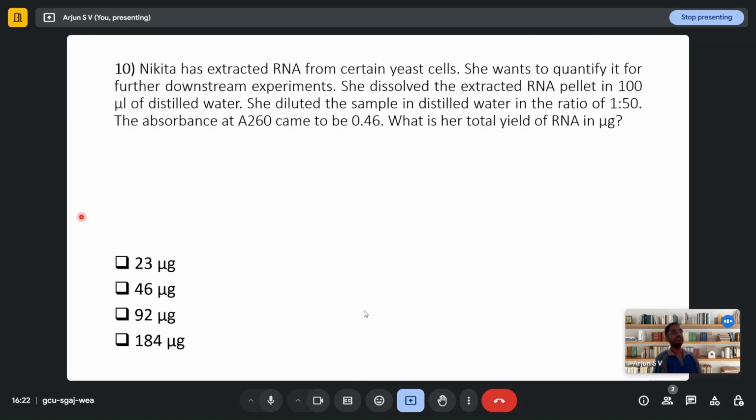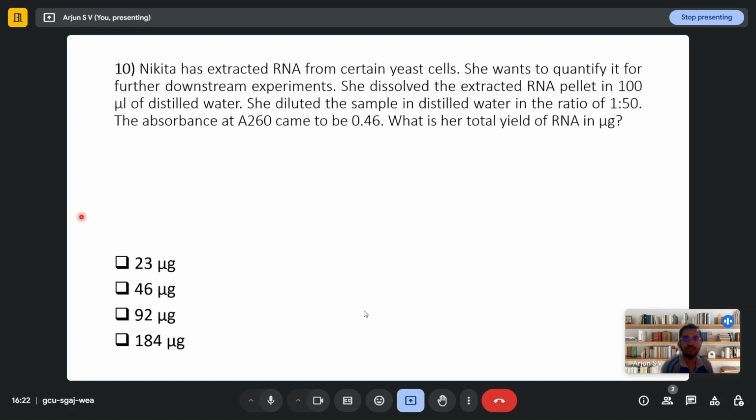So far all the 9 questions have been theoretical only. Only one of these questions is a problem, so we'll try to solve the problem as well. So the question is, Nikita has extracted RNA from certain yeast cells. She wants to quantify it for further downstream experiments. She dissolved the extracted RNA pellet in 100 microliter of distilled water.